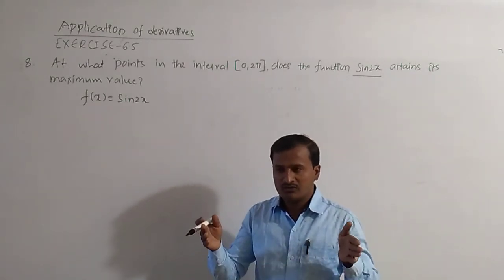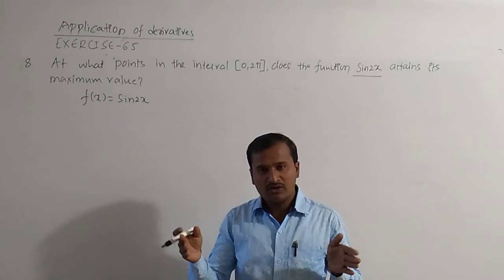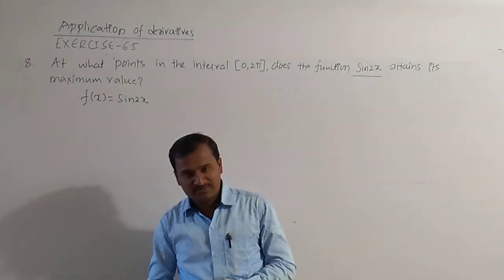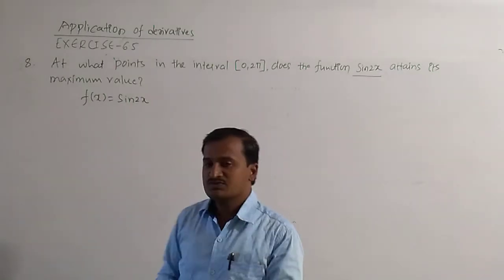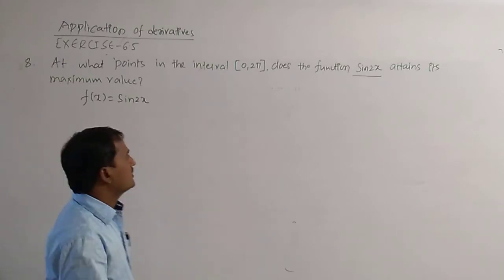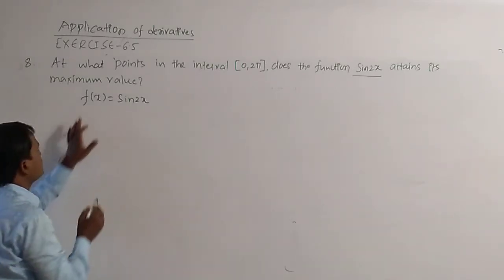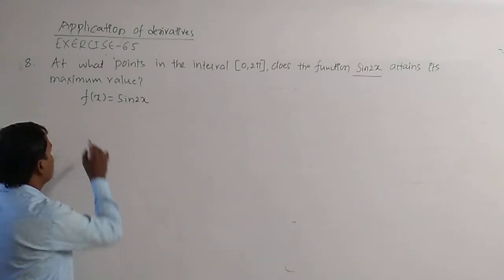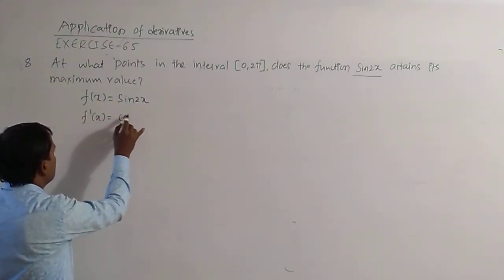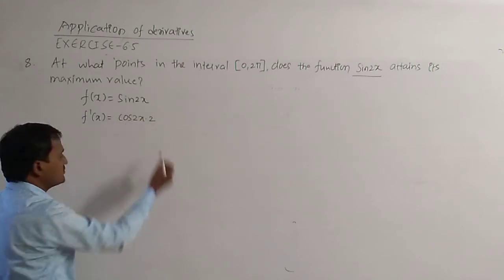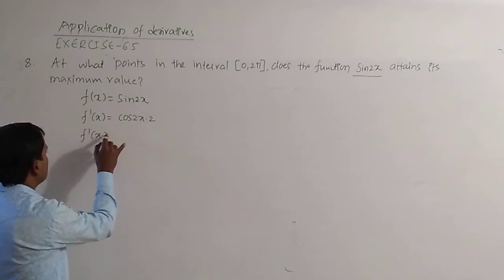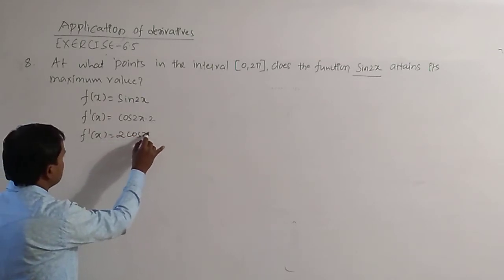So because we have to find the maximum value at the end points, we should use the absolute maxima and absolute minima. So for this function also we should find the absolute maximum value. The given function is f of x equal to sin 2x. Differentiate this. Here we get f dash of x equal to cos 2x into the differentiation of 2x, which is 2. Therefore f dash of x is equal to 2 cos 2x.